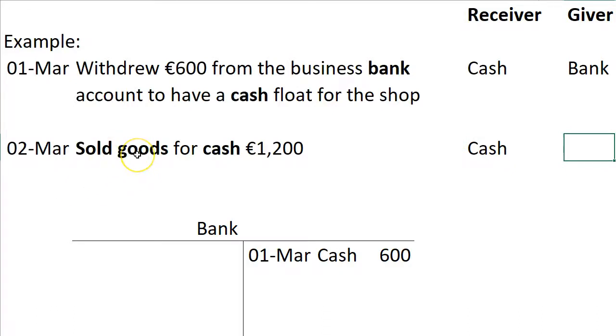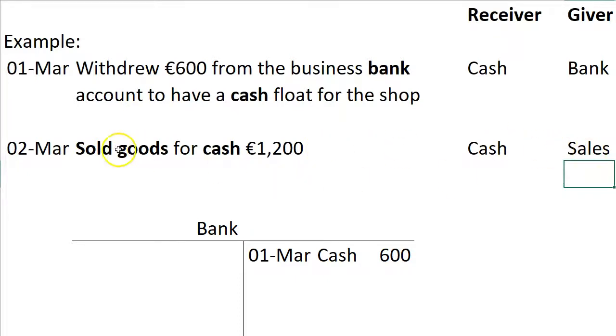Now, anytime you see goods for resale, if we sell them, we open up a sales account. If that was purchase goods, we'd open up a purchases account. So you never have a goods account. If someone wrote goods, that's wrong. You have to open up either sales for sales or purchases for purchases of goods. So here it's sold goods, so it's sales.